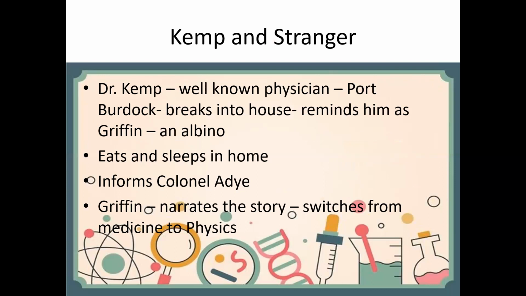The wounded Griffin enters an unknown house in Port Burdock and finds it to be his senior Kemp's home. Kemp is a well known physician in Port Burdock. Griffin learned medicine initially at university and he was an albino also. Suddenly, he becomes interested in physics and studies optics in another college. He accidentally discovers how to make things invisible.